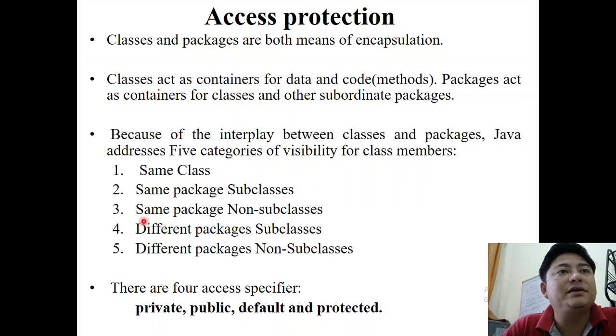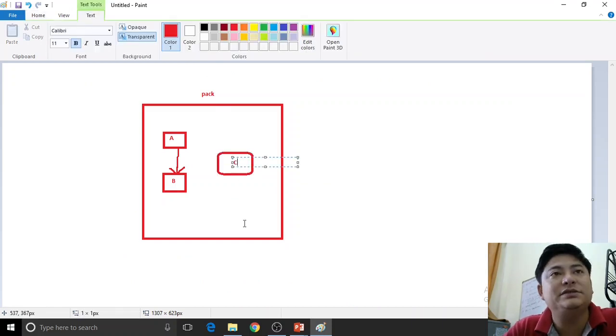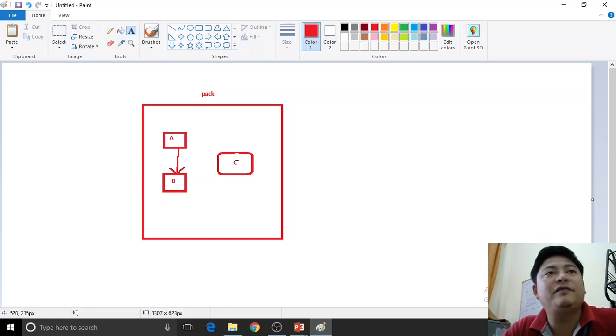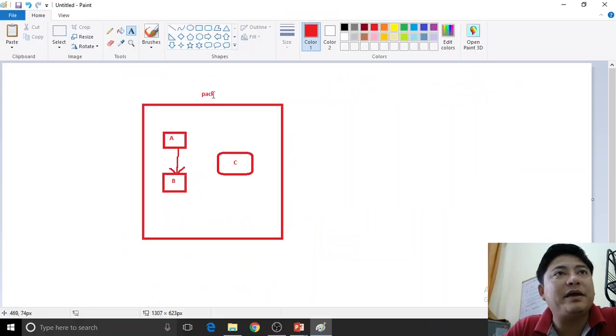Same package non-subclass means inside the same package you will have one more class, say for example class C, and this class C has not been inherited from class A, or C does not inherit anything from class A. So this is called same package non-subclass. C is inside the same package, but A and C are not related. C is not inheriting A.